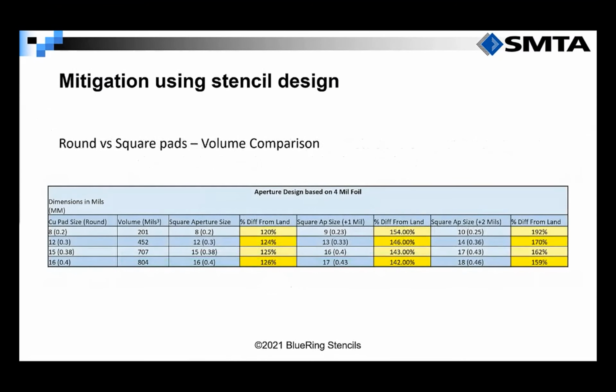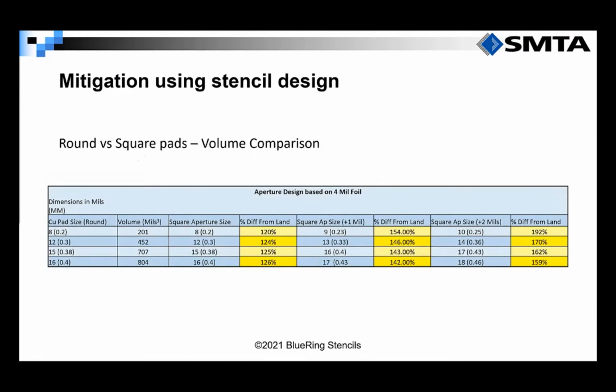Now let's look at a chart similar to what I presented a few minutes ago, and I want to show you how minor overprints can affect the total volume. The first 4 columns in this chart are the same as what we looked at earlier, showing approximately a 25% increase in volume when you change an aperture from round to square. The 5th and 6th columns here show how adding 1 mil to the size of the square aperture affects deposited volume.